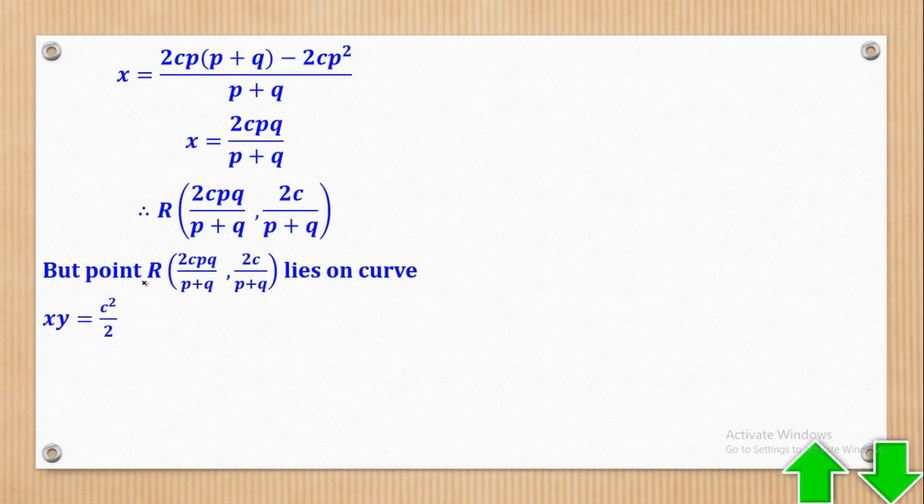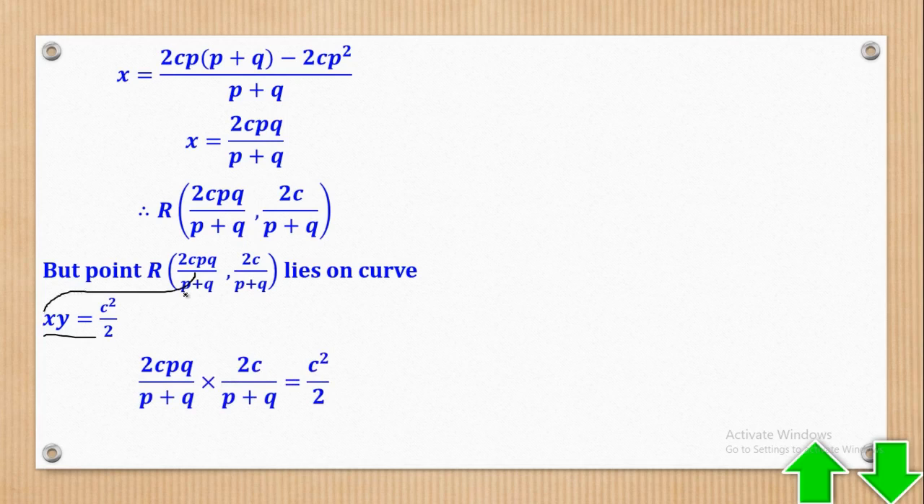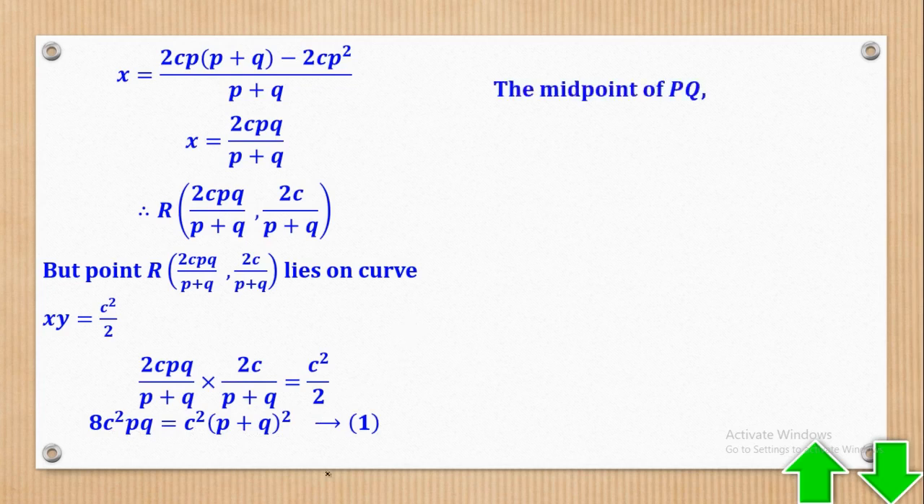I'll come and say that point R, they told us, lies on this curve. Therefore that means that this x coordinate, when you put it here, and y put it here, will be equal to c squared over 2. Simplify to get this equation. So we are getting the equation which has a relation between P and Q. So this would be equation 3.